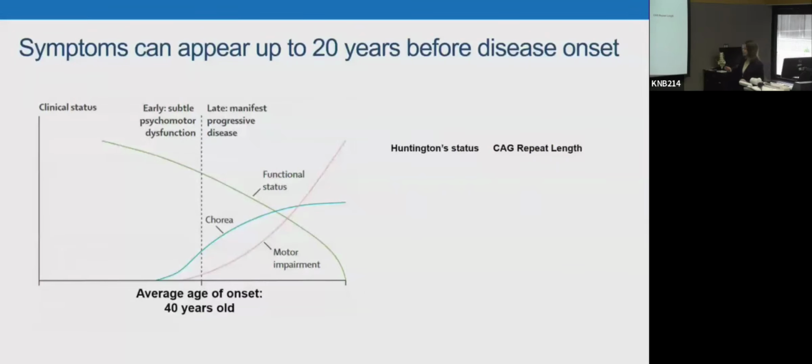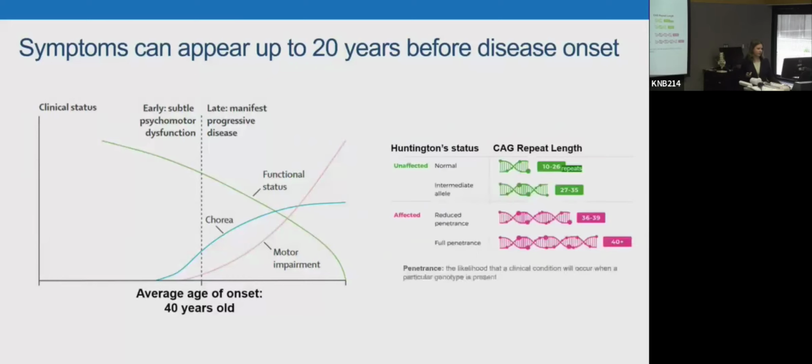The average age of onset of Huntington's disease is 40 years old, which is relatively young for a neurodegenerative disorder. The disease is diagnosed when people start to show signs of chorea, which is those involuntary dance-like movements. So that's when usually people are diagnosed.